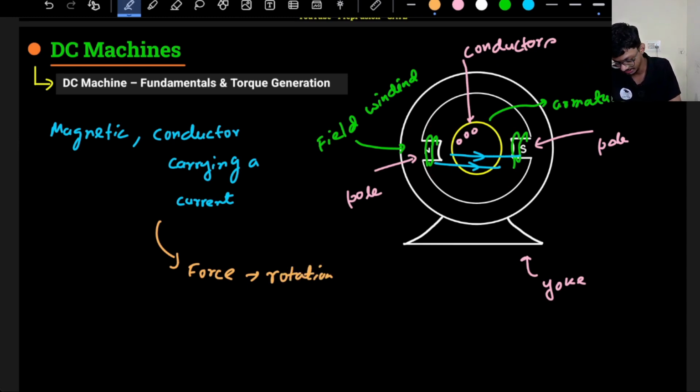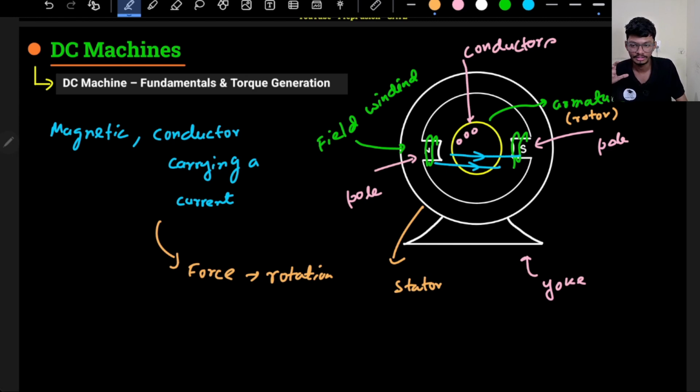So the armature is actually the rotor, the part of the DC machine that rotates, and the field windings or the field is the stator. This portion is the stator, right? This whole thing is the stator. This will not rotate.